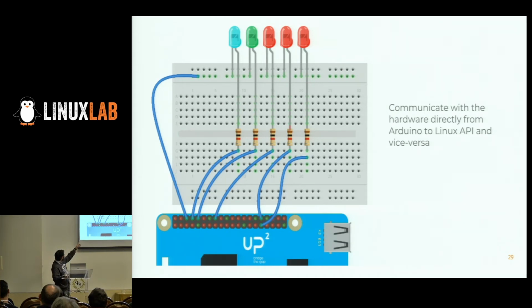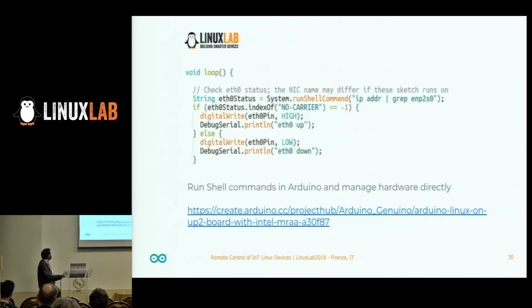So with this pinout, we can basically have something that is requesting the status of the Ethernet and eventually blinking an LED. But blinking an LED also means, if the Ethernet is down, just send me an alert somewhere in the world. And here is the code.